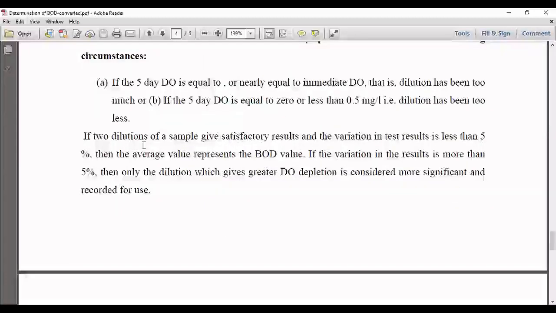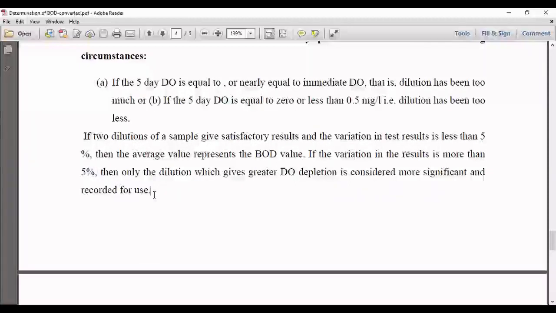So if two dilutions of a sample give satisfactory results, and the variation in test results is less than 5%, then the average value represents the BOD value. If the variation in the results is more than 5%, then only the dilution which gives greater DO depletion is considered more significant and recorded for use, right?